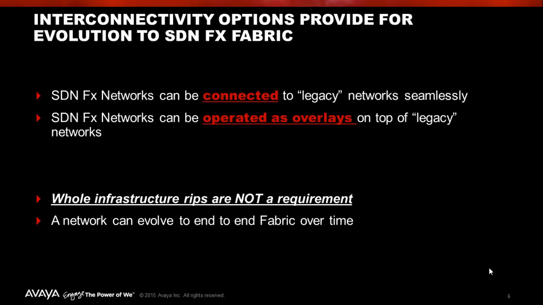Often, for migration purposes, these 2 approaches are used in tandem with one another. So you can overlay a fabric and then interconnect it back to the original network so that you have end-to-end seamless connectivity. And probably you're doing that through some sort of security demarcation point. The whole point I want to make in this slide is that whole infrastructure rip-and-replace is not required. A network can introduce fabric to address a pain point and then evolve to an end-to-end fabric over time.